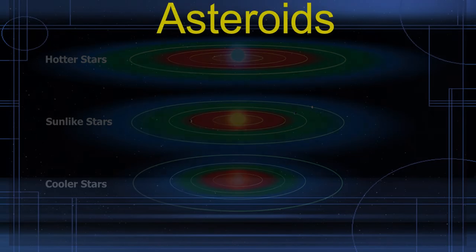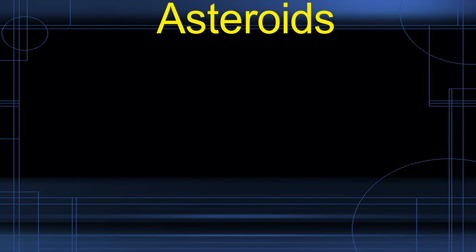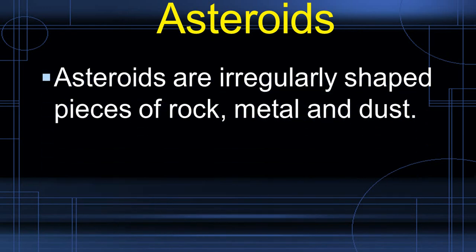Great. Let's move on to the other space objects. We're going to start with asteroids. If you see that word aster, do you know what that means? That actually means star. So this is like little star. It's not a star. It's something else. Let's find out what it is. They are irregularly shaped pieces of rock, metal, and dust that are floating around out there in space.